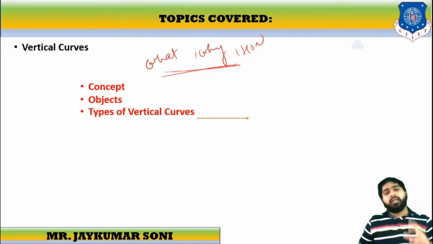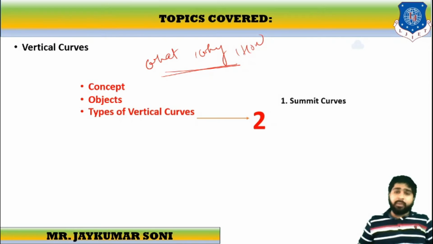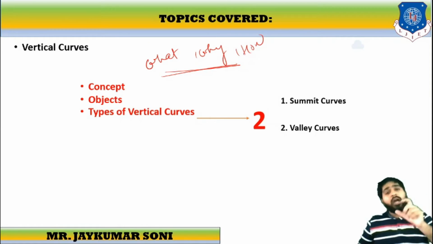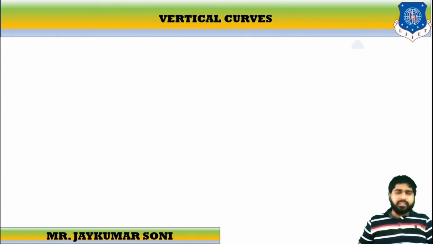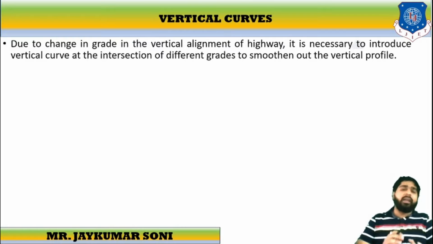So let me tell you that vertical curves are of two types. First one is called as summit curves and second is called as valley curves. See, this is one of the most important things that I would like to narrate. So you have to be attentive. Otherwise, you will not be able to distinguish summit curves and valley curves properly. So let us understand the answer of why, what and how. So, okay, this is the definition.